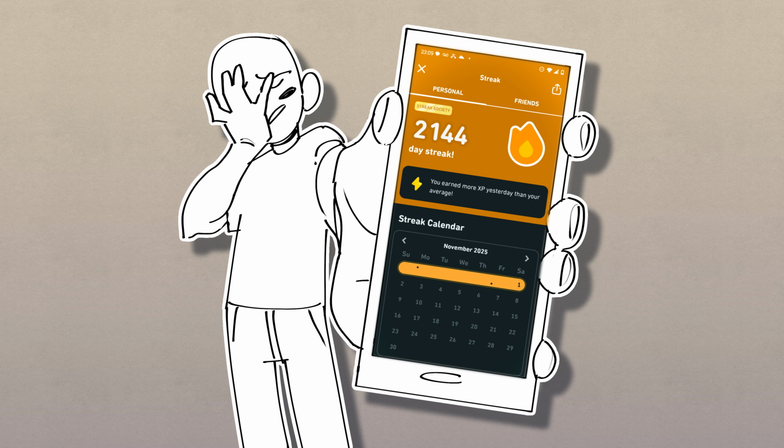And it worked on me. My Duolingo streak is currently 2,144 days. Tomorrow, it will surely be 2,145 days. That's about 5.85 years. And yes, during that time, I did spend money.